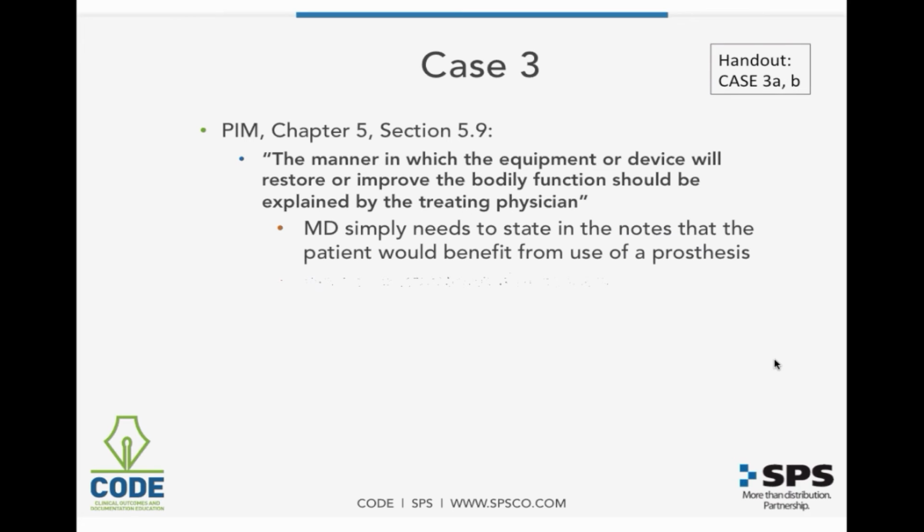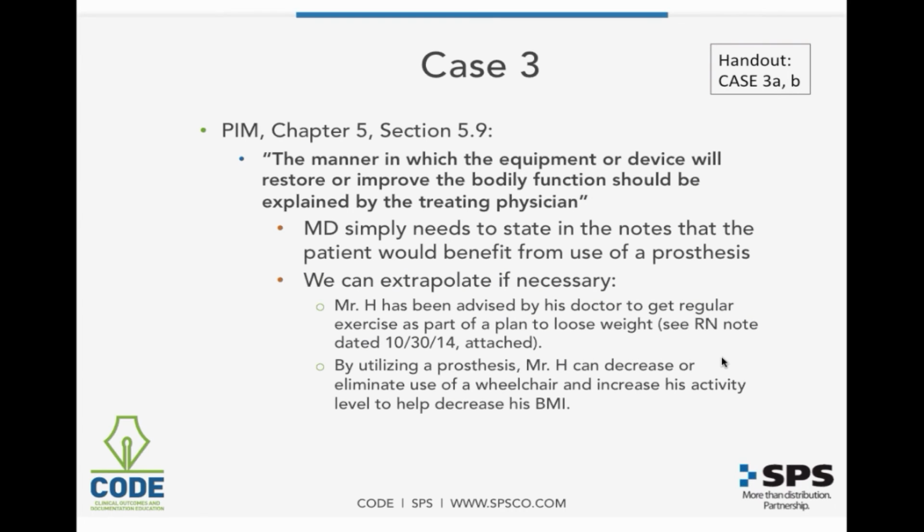So we just want the doctor to put somewhere in the notes, if possible, that the patient would benefit from the prosthesis. From there, we can use the rest of the doctor's note, having nothing to do with the prosthesis, to help explain why we need that prosthesis for the person. So we're going to extrapolate from there, right?